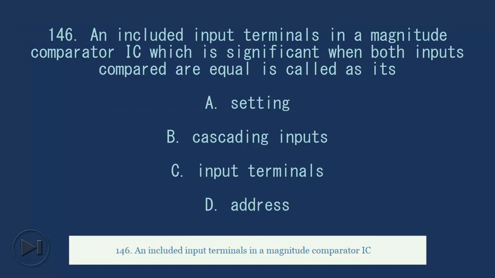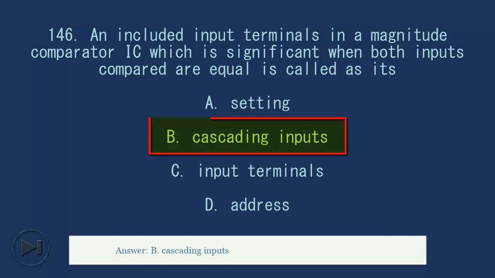146. An included input terminal in a magnitude comparator IC which is significant when both inputs compared are equal is called its A. Setting, B. Cascading inputs, C. Input terminals, D. Address. Answer: B. Cascading inputs.